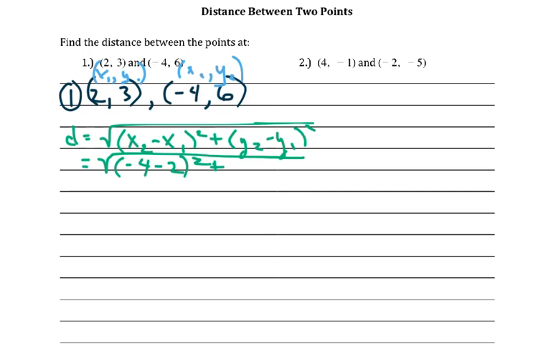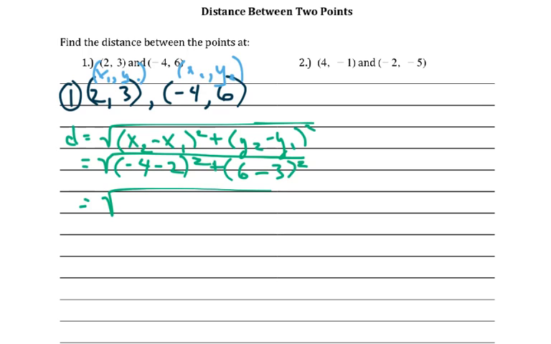And then I'll add y sub 2, which is 6, minus y sub 1, which is 3. And then we'll close those parentheses and square it. Now, I'm not going to skip a line because you should. I'm going to skip a line because I don't really have any room. So I'm going to open up the radical again.